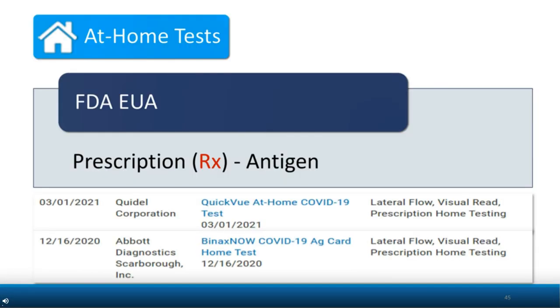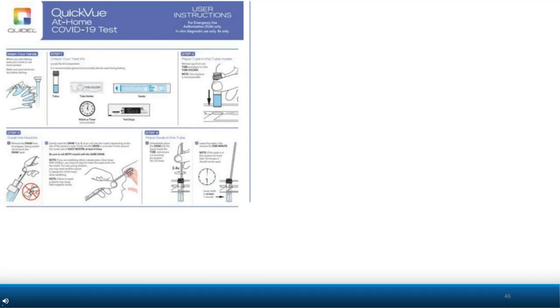There's also some at-home prescription antigen assays that are also available that have gotten emergency use authorization from the FDA. 2 of them are listed here for you. One from Quidel Corporation, which was given an EUA from the FDA in early March, and then one that you're probably familiar with too, the BinaxNOW Antigen Card Home Test from Abbott Diagnostics, which received its EUA for prescription at-home testing in December of last year. And these are both lateral flow visual reading assays.